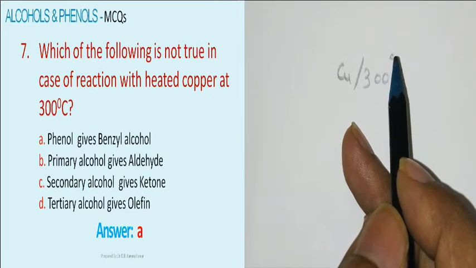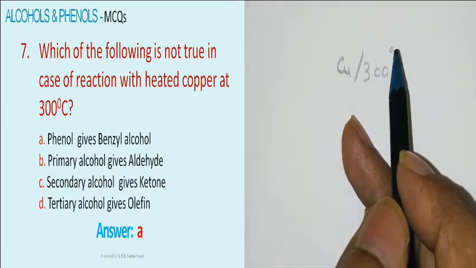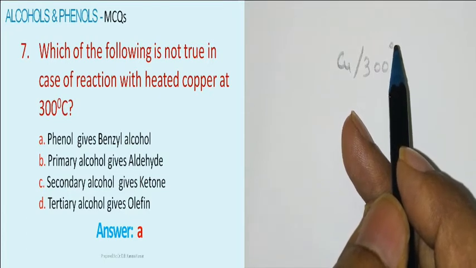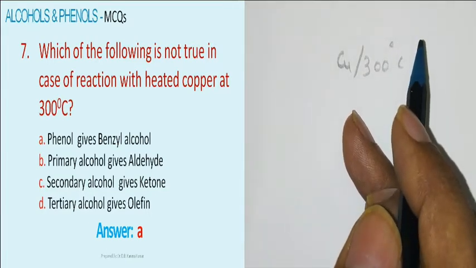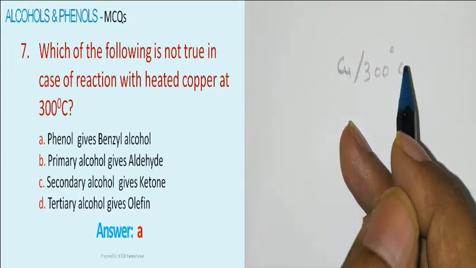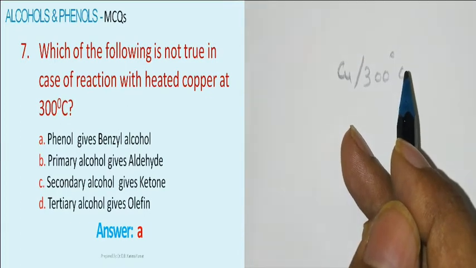Primary alcohols will give aldehydes, correct. Secondary alcohols give ketones, correct. Tertiary alcohols give olefins, that's also correct. Therefore the incorrect statement is the first one. Phenol gives benzyl alcohol. So the answer is A.